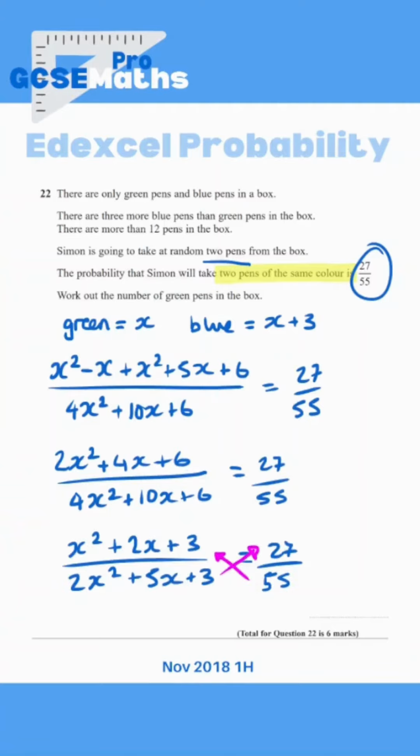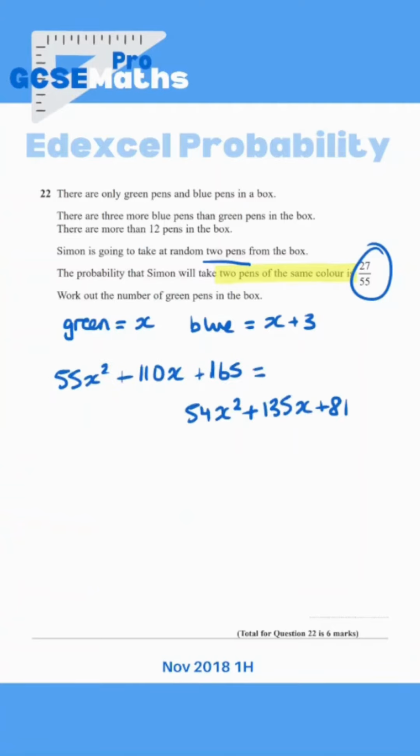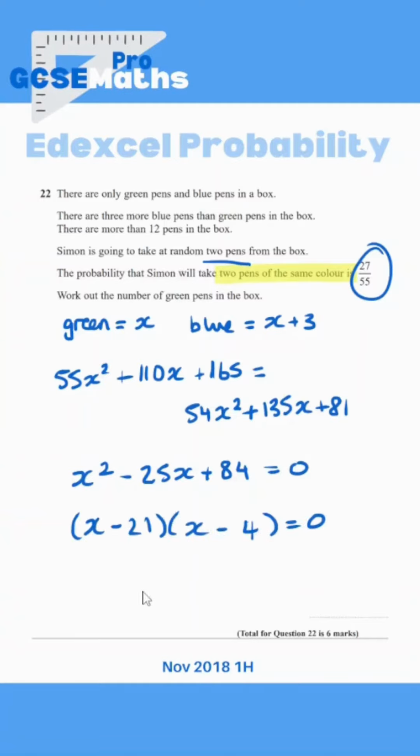Now I'm going to cross multiply to get rid of the fractions. And because I'm going to end up with a quadratic, I'm going to move everything to the side where my x squared will remain positive, so everything will be moved to the left. Now we can just solve the quadratic because it's a non-calculator paper. I'm most likely going to try to factorize and solve. So x is either 21 or 4.